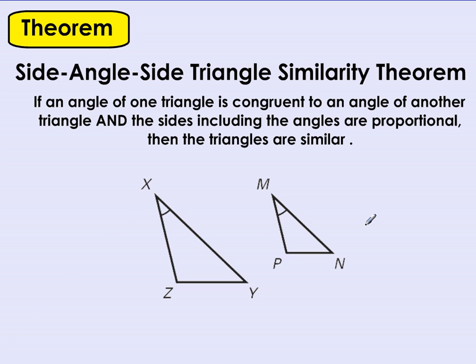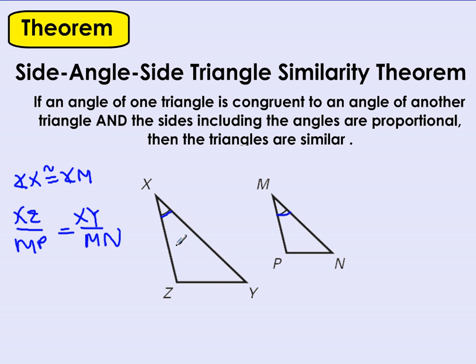We also have the side angle side similarity theorem, and this says that if you have an angle of one triangle congruent to the angle of another triangle, and the sides including the angles are proportional, then the triangles are similar. So what we'd want to see for this one is that some angle congruent to another angle, and then the sides that include them to be proportional. So we can say XZ over MP would have to simplify the same ratio as XY over MN. If that was true, then we could say the triangles are similar, and we can write a similarity statement.